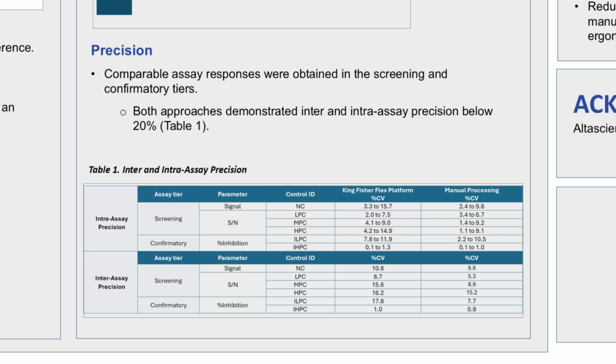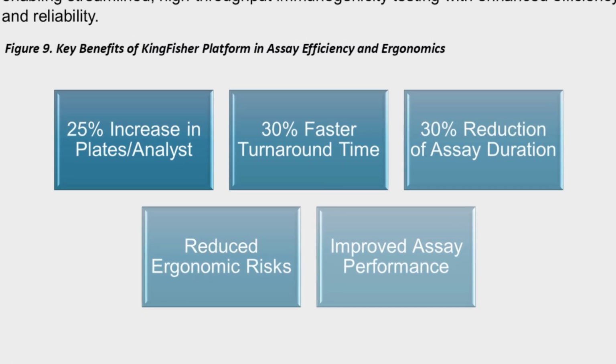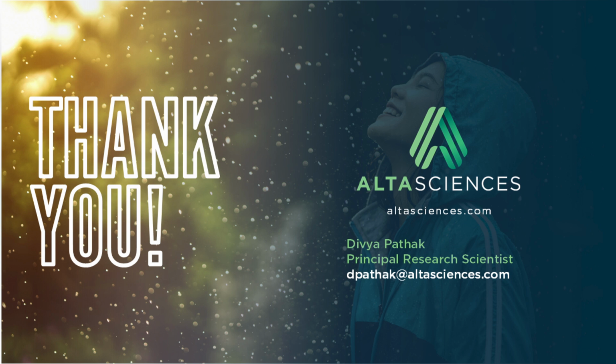Finally, to conclude, the semi-automated bead A/G/L assay offers substantial improvements over the traditional manual methods of bead processing. By using the KingFisher platform, we were able to achieve faster and more consistent bead washing by reducing assay times almost by 30%, increasing throughput by 25%, and enhancing precision. Additionally, it also improved operator ergonomics by reducing the need for repetitive pipetting, making it an ideal solution for large-scale immunogenicity testing. Thank you.